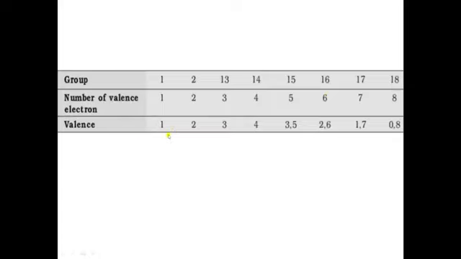So what will be the valency? For group 1, the valency will be 1. For group 2, the valency will be 2. For group 13, the valency will be 3. And for group 14, the valency will be 4. But after 4, we will subtract it from 8. So the valency of group number 15 is 5, and also 8 minus 5, which is equal to 3.